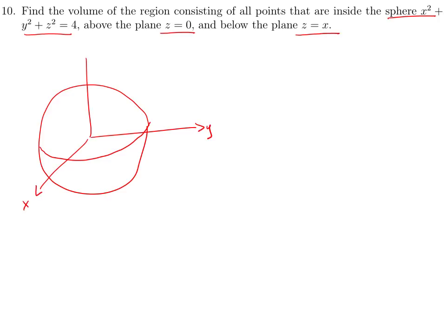X, Y, Z. And this region is above the z equals 0 plane, so it's above the xy plane. It's inside the sphere, and it's below the plane z equals x. So what does the plane z equals x look like?